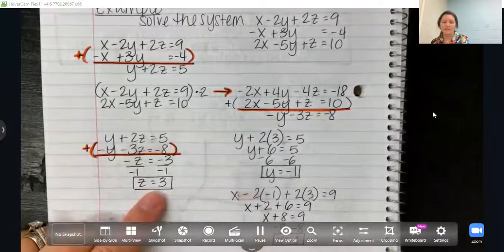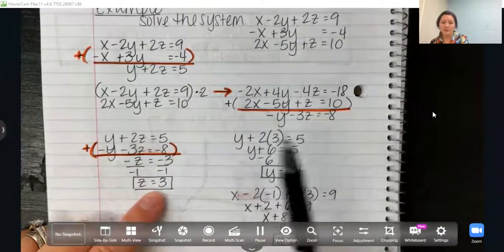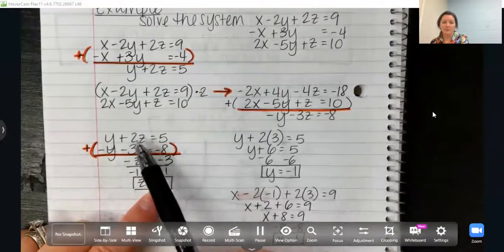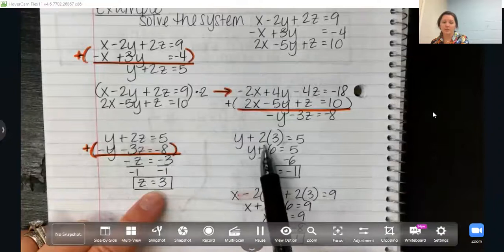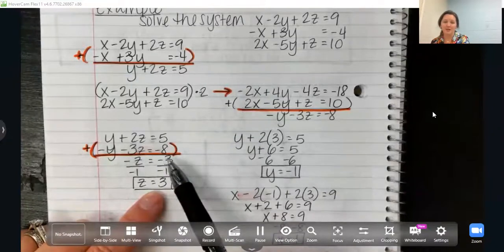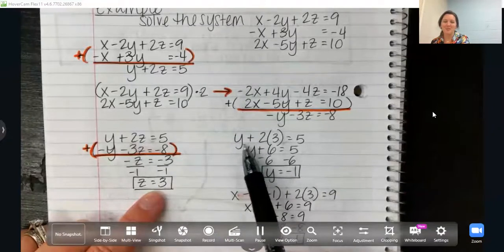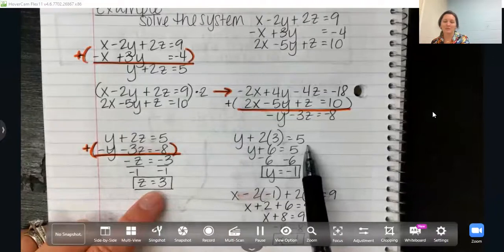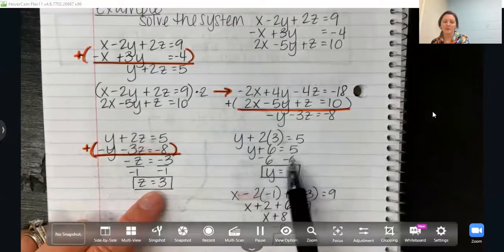So I'm going to grab the z. You can plug it into any equation, really, but I'm going to use, which one did I use? The top one, I don't know. You can use the bottom one, you should get the same answer. Y plus 2 times 3 equals 5. So y plus 6 equals 5.